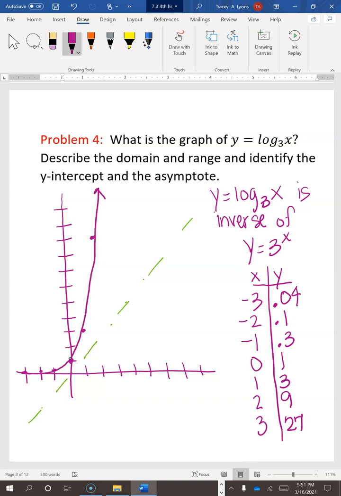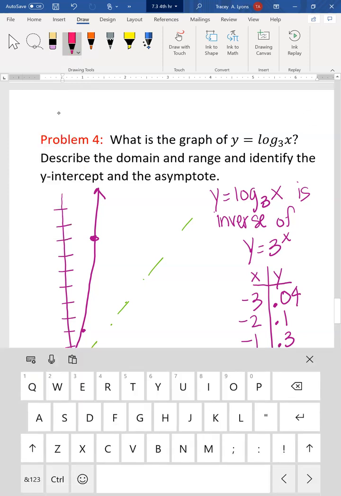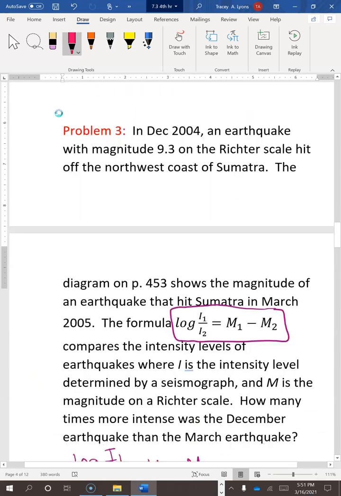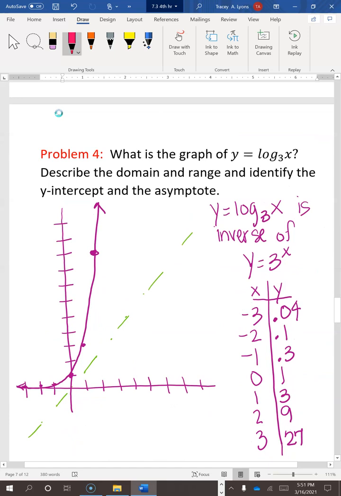And remember, it is a curve, and it doesn't cross over that x-axis. So what we're going to do, since this is the inverse of our normal equation, is plot the points of the inverse. Sorry once again. Okay, so we're going to graph 0.04, negative 3. So we're flipping these, okay? So my inverse, this one, is going to be in pink.